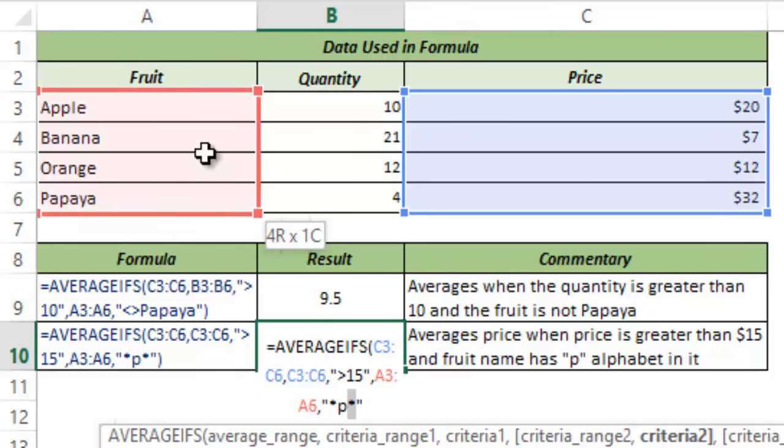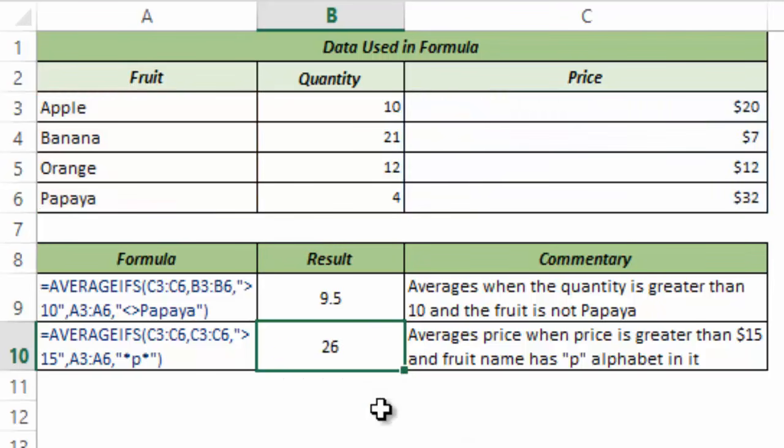So again, apple would meet the criteria and papaya would meet the criteria, banana and orange would not. So now when I close this and hit Control Enter, this gives me 26. Now let's see how it worked.